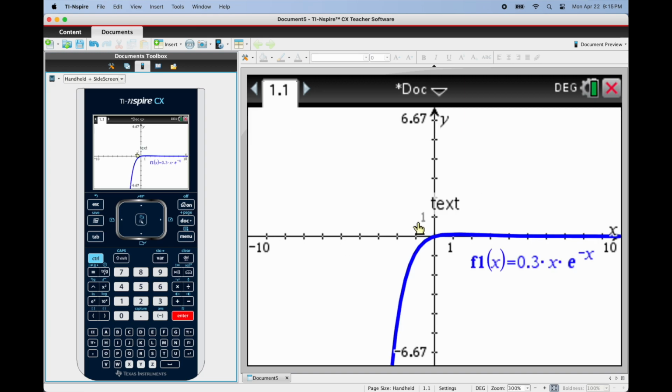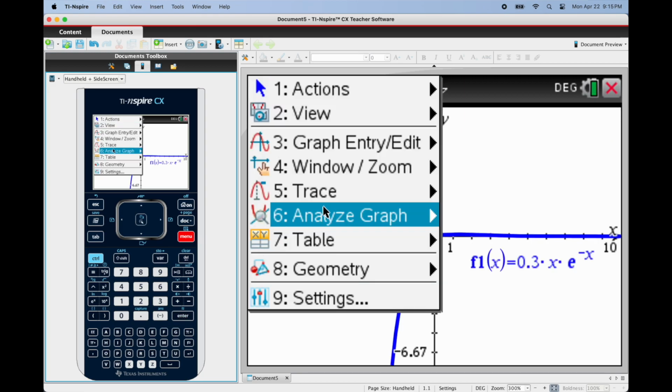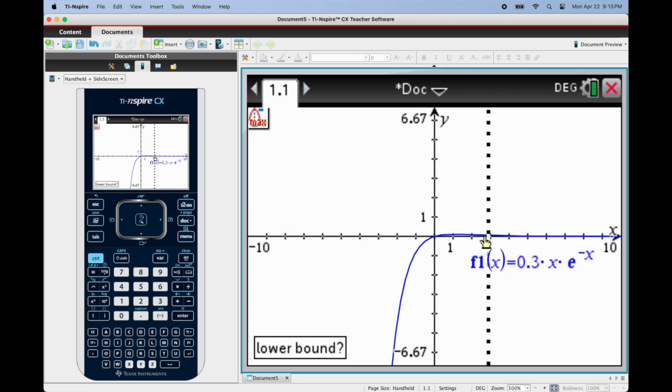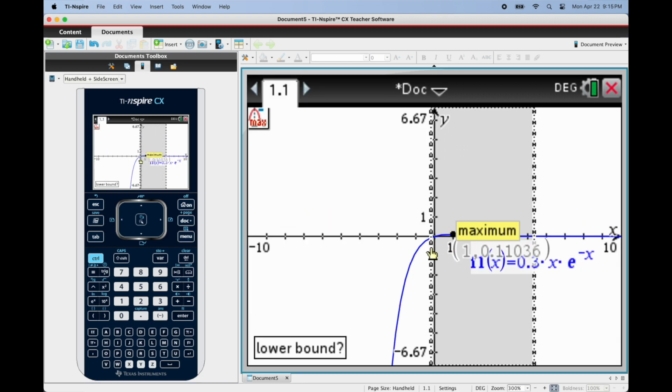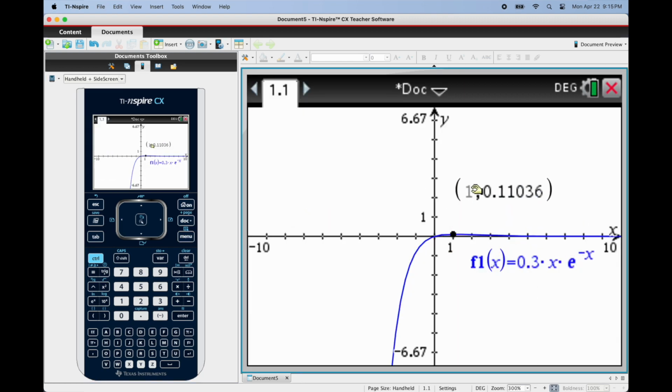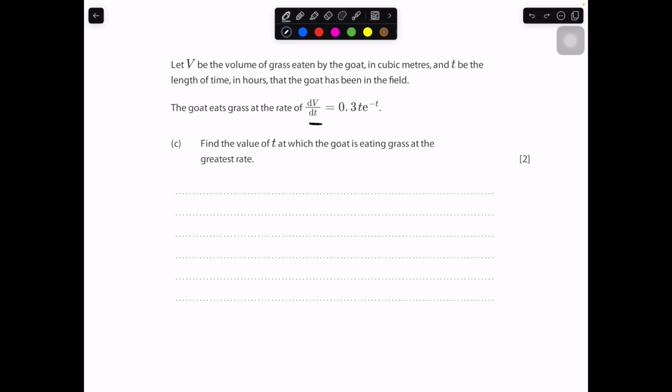Let's find out when this reaches a maximum. So analyze graph, and then let's find the maximum right here. And it's at the point when x is equal to 1, the rate is equal to 0.11036. So find the value of t at which the goat is eating grass. Let's go back to the document here. When t is equal to 1.